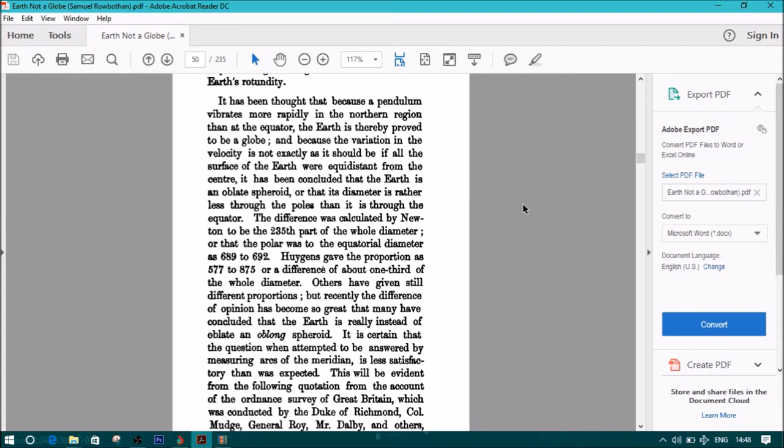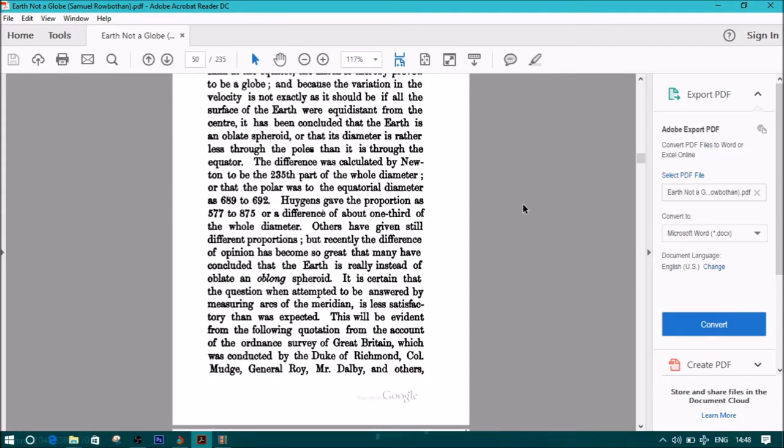Huygens gave the proportion as 577 to 875, or a difference of about one-third of the whole diameter. Others have given still different proportions, but recently the difference of opinion has become so great that many have concluded that the Earth is really, instead of an oblate, an oblong spheroid.